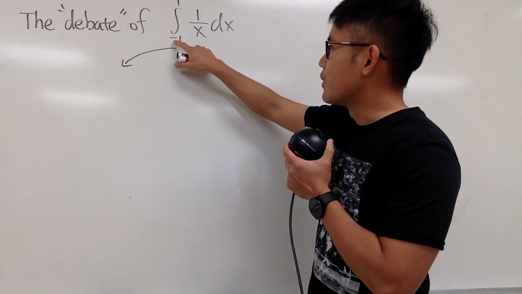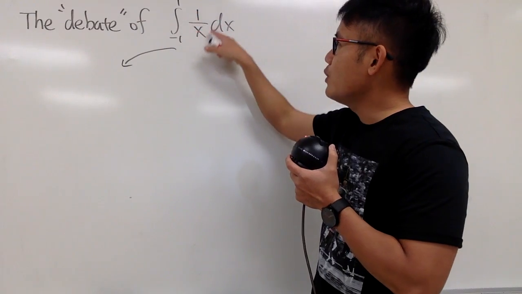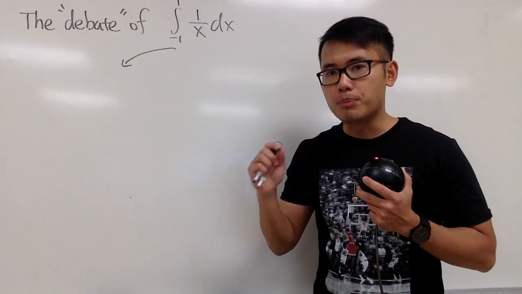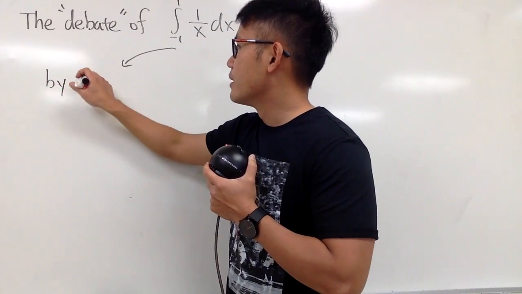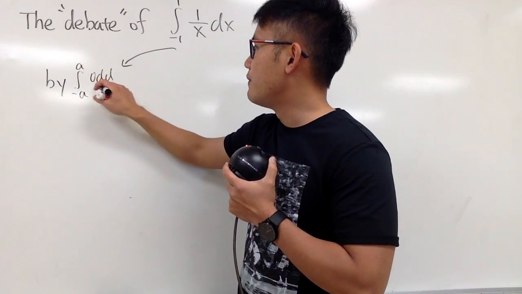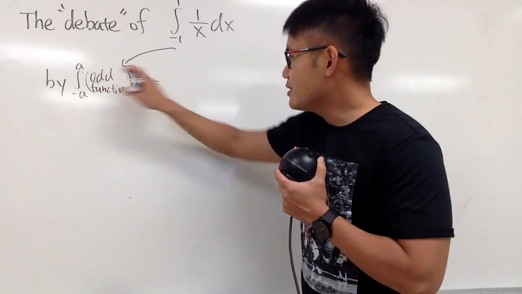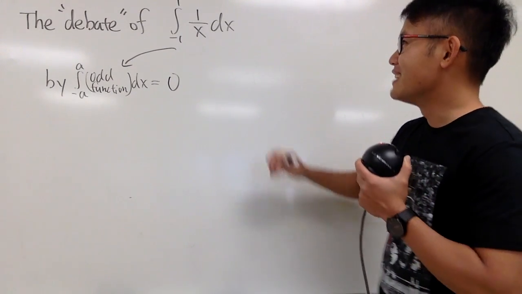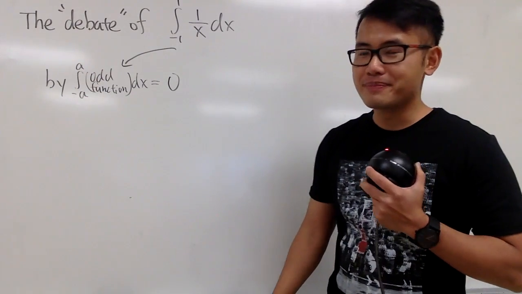Notice we do have this from negative 1 to 1, so it's symmetrical. And then this is 1 over x, which is an odd function. And by one of the properties of integrals, we know that when you go from negative a to a of an odd function, and let's put on dx, otherwise your calculus teacher will be mad, this right here we know is equal to 0. Therefore, it seems like this is equal to 0 right away.